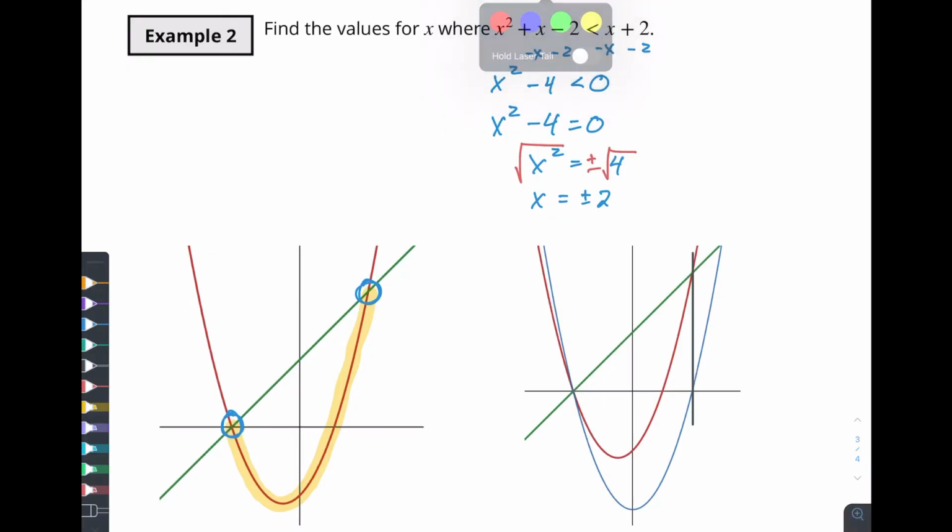Because I don't know what x is. X could be 2 or x could be negative 2. 2 times 2 is 4. Negative 2 times negative 2 is 4. So either one of these, positive or negative 2, could give me this result. So I know now that this spot here and this spot here is going to be negative 2, and this here is going to be positive 2. Or similarly, here x equals positive 2, here x equals negative 2.